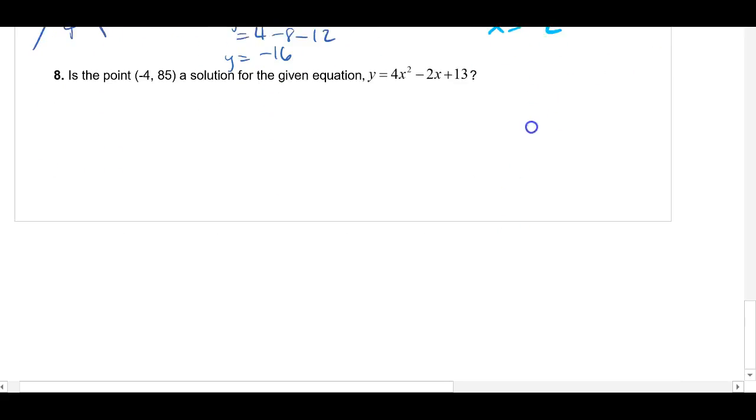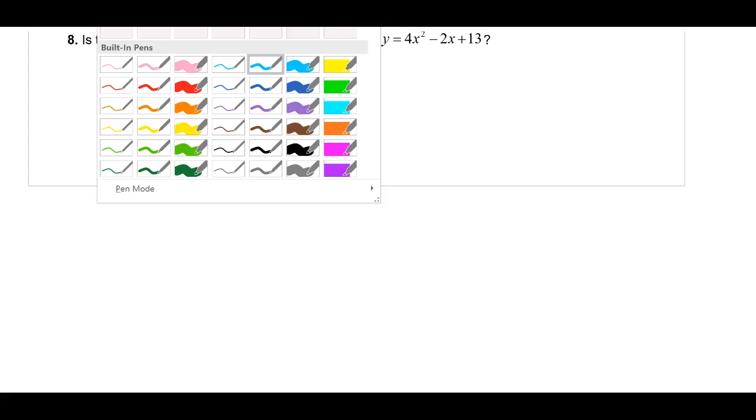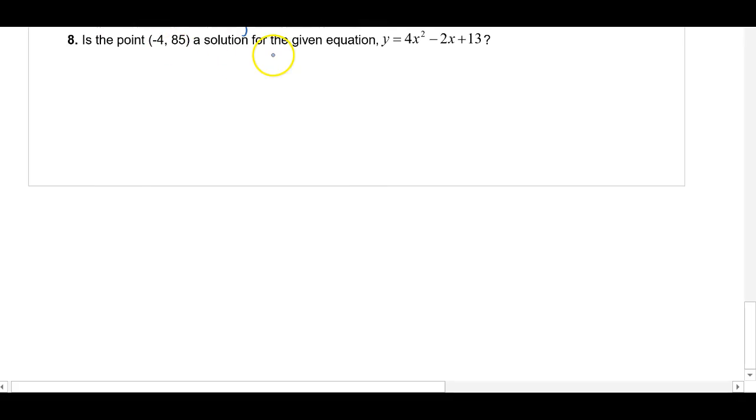Okay? Now this last one. Last one, I simply just need to find, does this point land on this graph? And I'm going to figure that out by simply plugging in those points. Here's my x, here's my y. Plug it in for the x here, here, and for the y there. So 85 equals 4 times the x, which is negative 4 squared, minus 2 times the same x, and then plus 13.